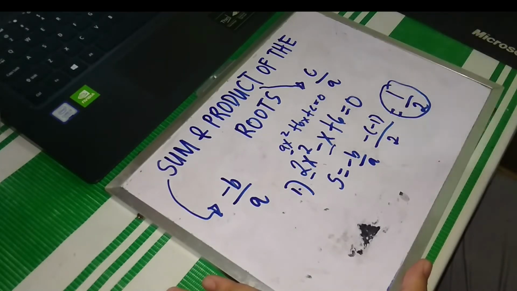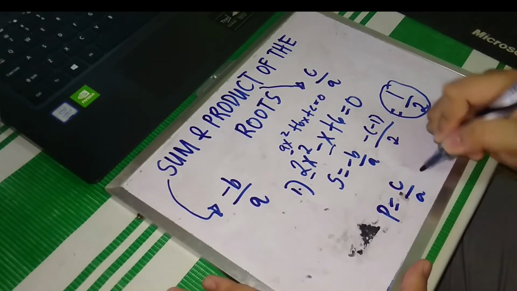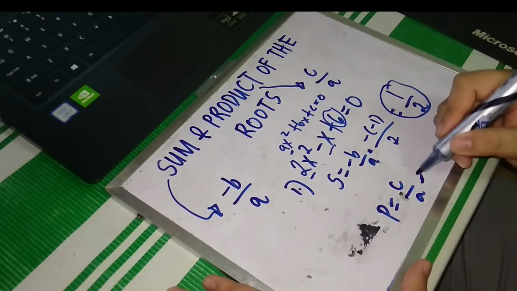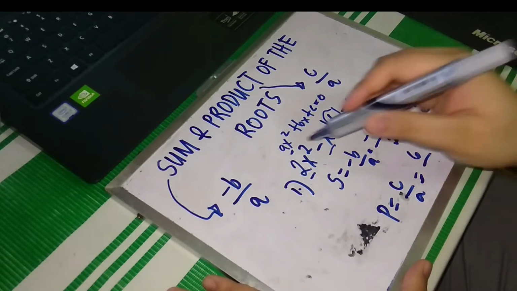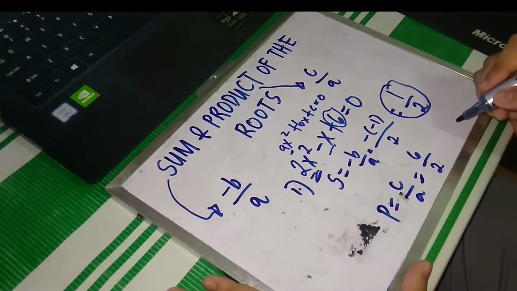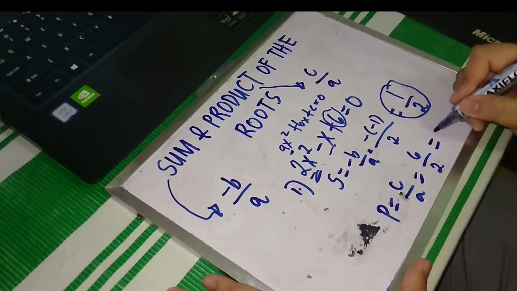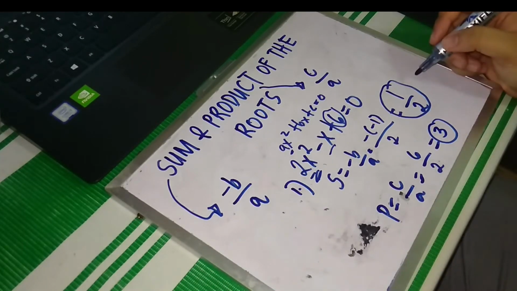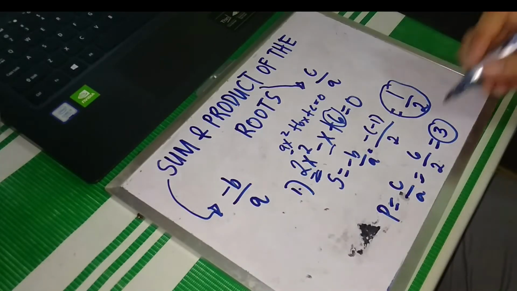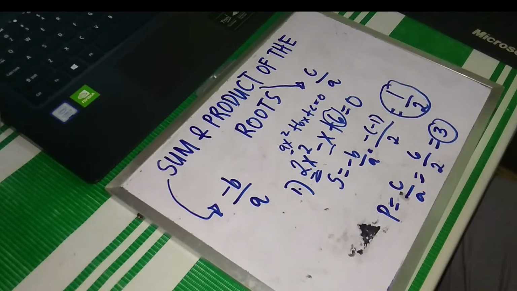Next, yung product naman. Product is equal to c over a. So, dito, ang c natin ay itong 6. So, 6 over, ang a natin ay 2. And simplify. 6 over 2 or 6 divided by 2 is equal to 3. So, ang sum of the roots natin dito ay 1/2. And then, ang product of the roots naman natin is 3. Okay? So, another example tayo.